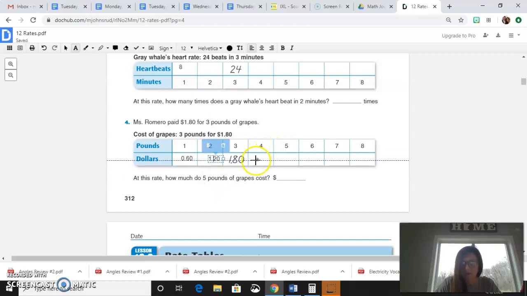Okay, so 4 times 60, well, 4 times 6 is 24. Add a 0. Okay, so if I have 240, now I'm going to go back and add in that decimal, $2.40. Okay, so you're multiplying all of these by 60 to get your answer. At this rate, how much do 5 pounds of grapes cost? Well, whatever you get here, 5 times 60 and add your decimal. That will be your answer for that.